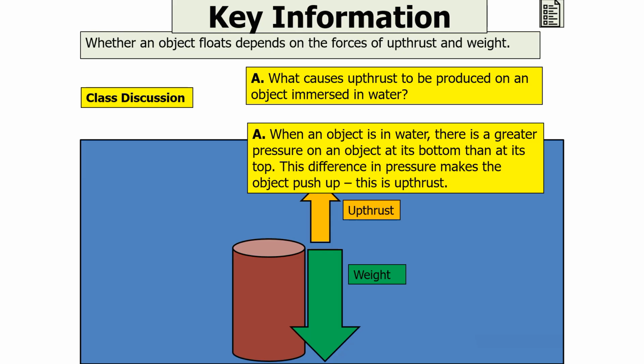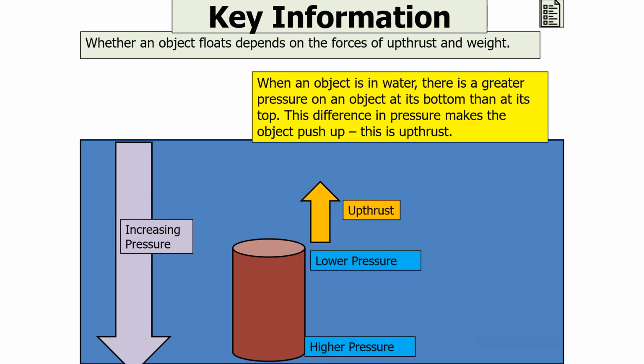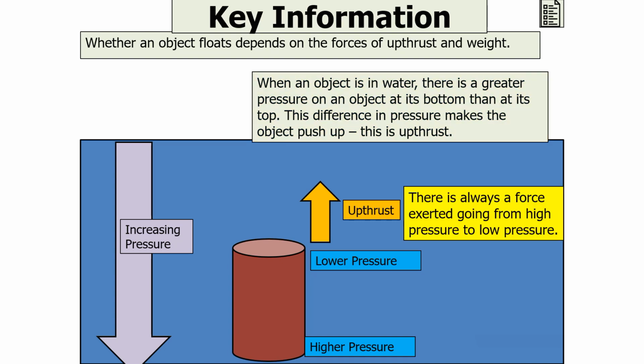When an object is in water, there's a greater pressure on the object at its bottom than at its top. This difference in pressure makes the object push up. It creates a resultant force called upthrust. Because there's an increase in pressure the further you go down, there's a higher pressure at the bottom of the material compared to the top of the material. This produces the upthrust, and there's always a force exerted going from the higher pressure to the lower pressure.